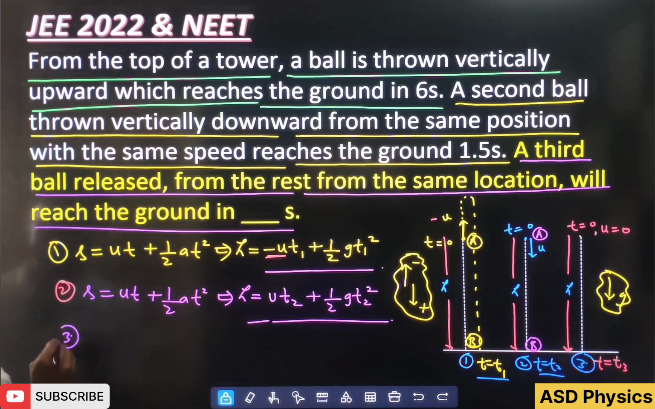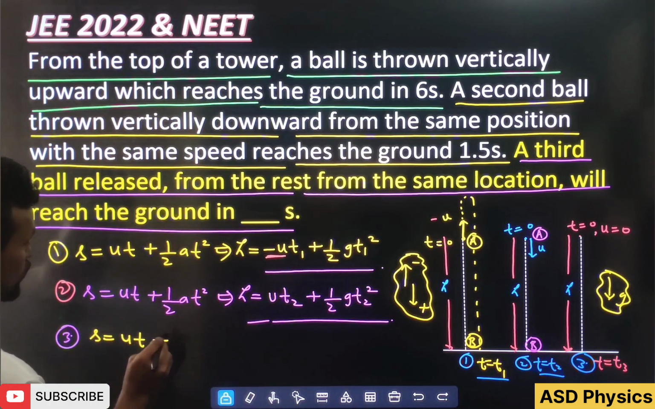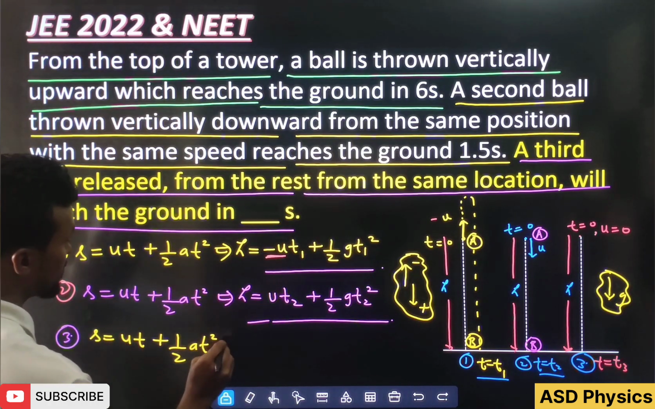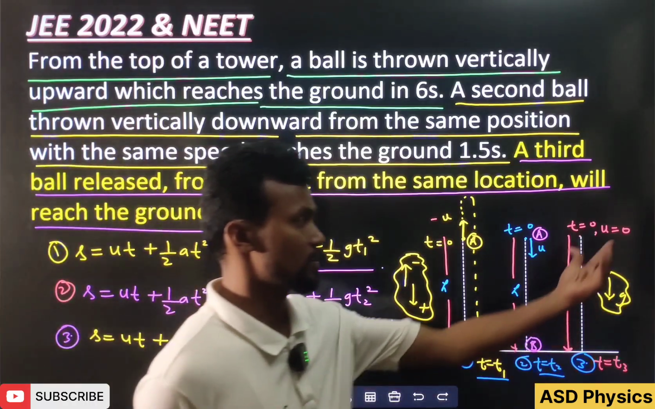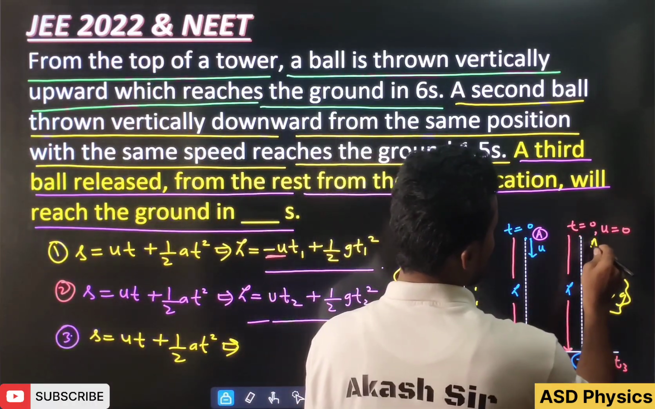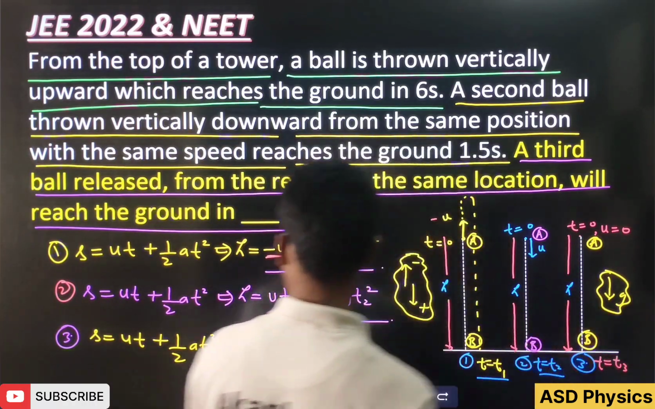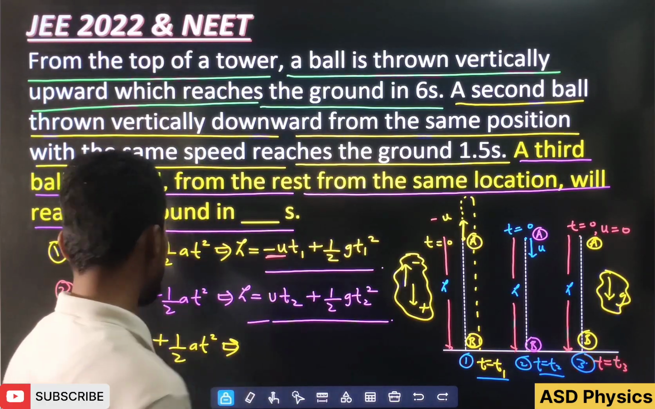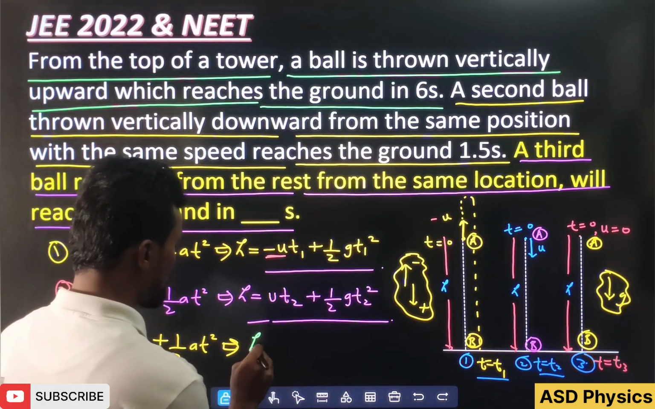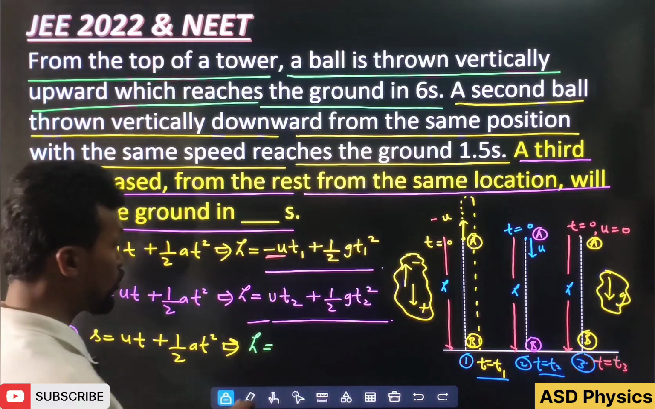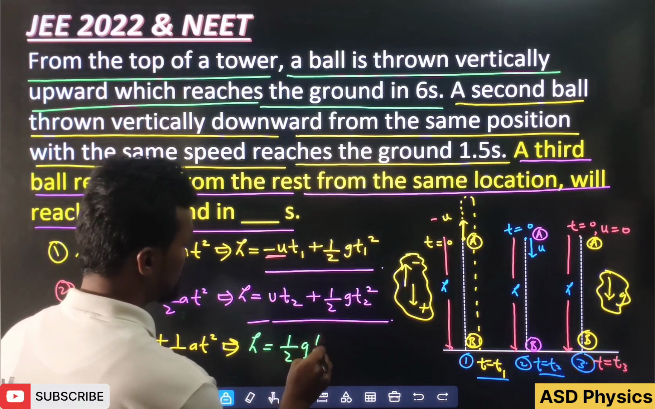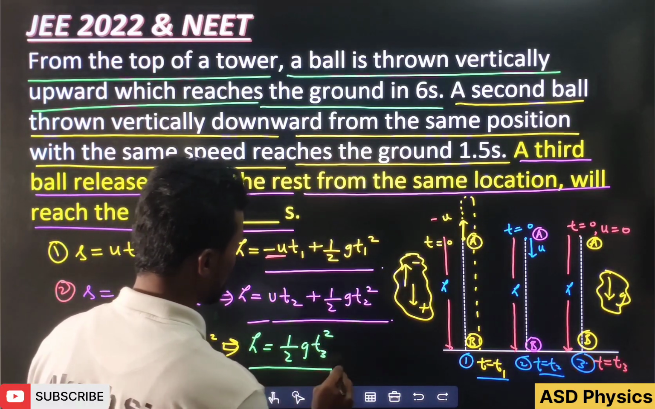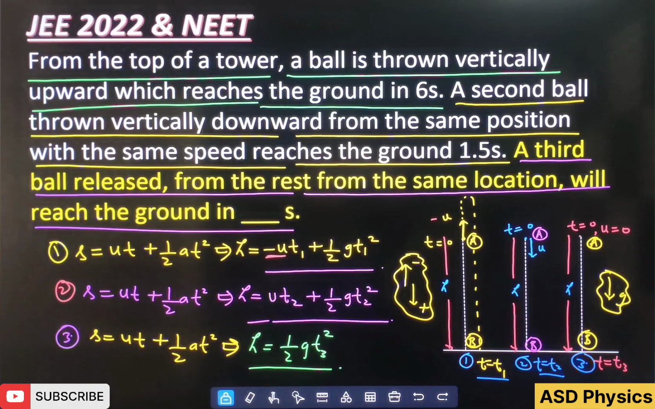Now students, let's see the third condition. s equals ut plus half at square. In the third situation, the ball is just dropped. This is A and this is B. So what will we write here? h equals, u is 0, so half gt3 square. So we have got the three equations. First situation thrown upward, second situation thrown downward, third situation dropped.